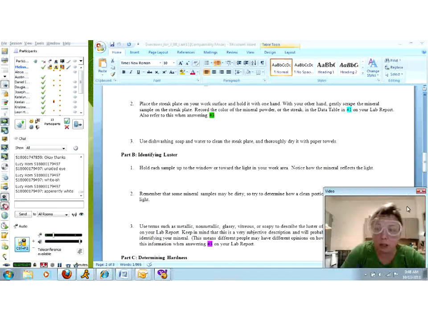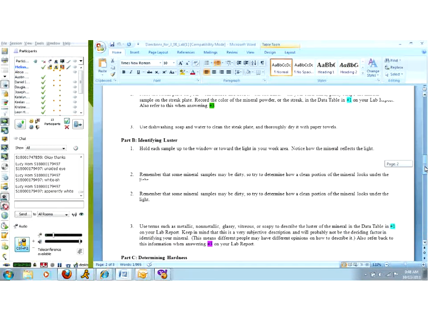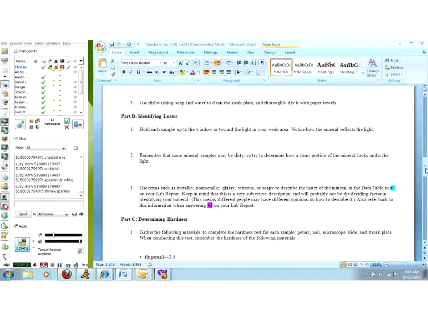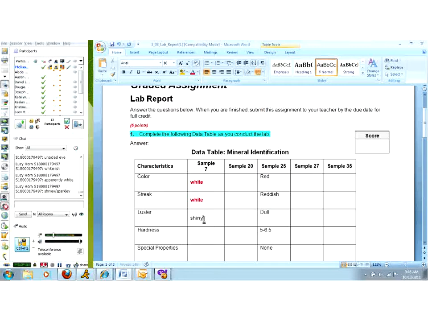It's kind of shiny. So it says, remember, some minerals may be dirty, so try to determine how a clean portion of the mineral looks under the light. Use terms such as metallic, non-metallic, glassy, vitreous, soapy to describe the luster of the mineral. Keep in mind that this is subjective. That means it's based on opinion. I think it's shiny. So I'm going to go ahead and put shiny for mine. If you look at yours and you want to describe it differently, go for it.